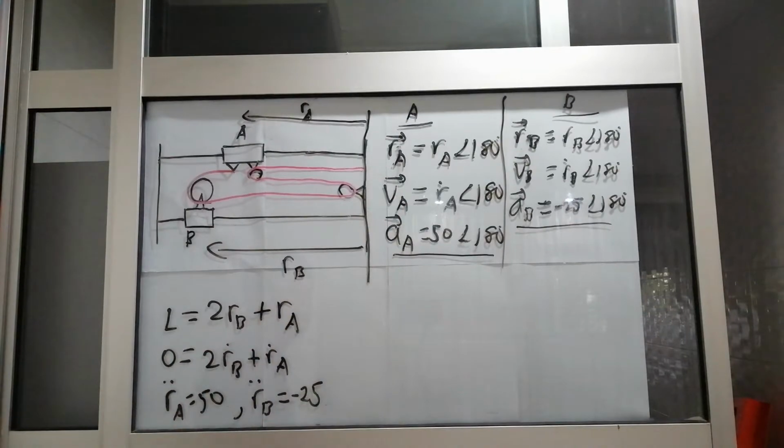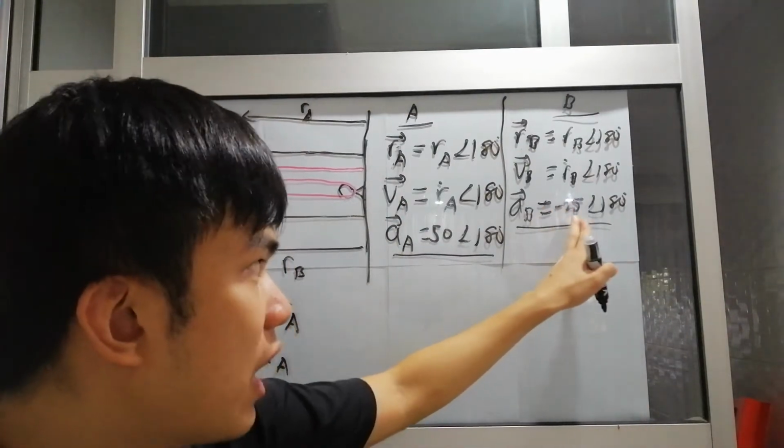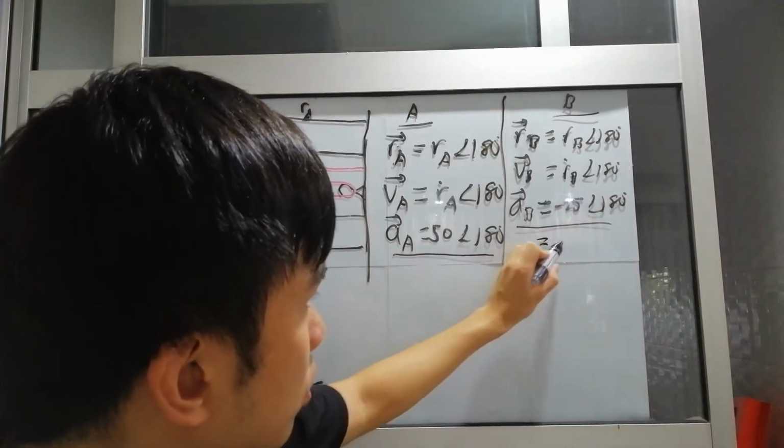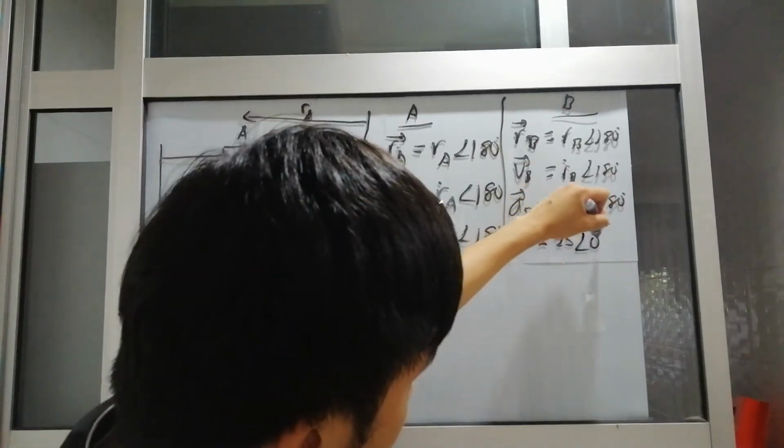the right, which is, why is it the right? Because it's negative 25, 180. So this is also equals to 25, 0 degrees.